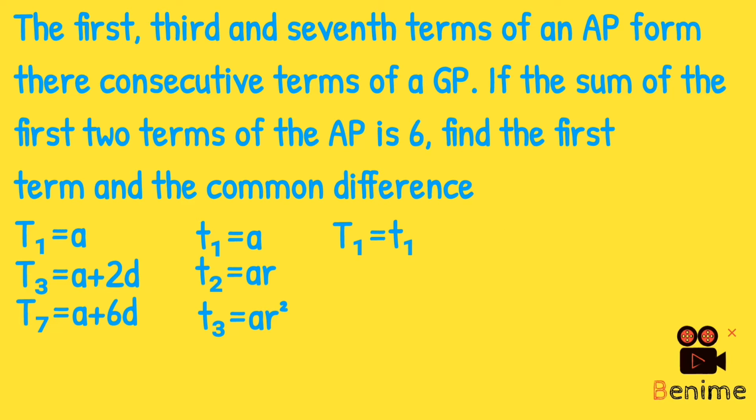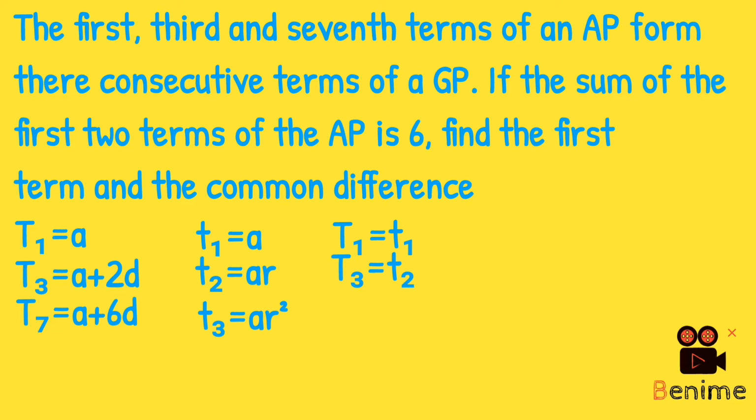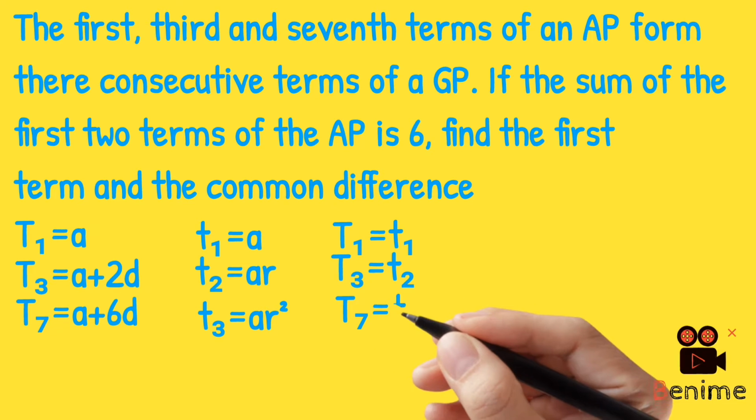Then capital letter T3, that's the third term of the AP, coincides with the second term of the GP, that's small letter T2. So capital letter T3 is equal to small letter T2. And also the seventh term of the AP, that's capital letter T7, coincides with the third term of the GP, that's small letter T3. So capital letter T7 is equal to small letter T3.